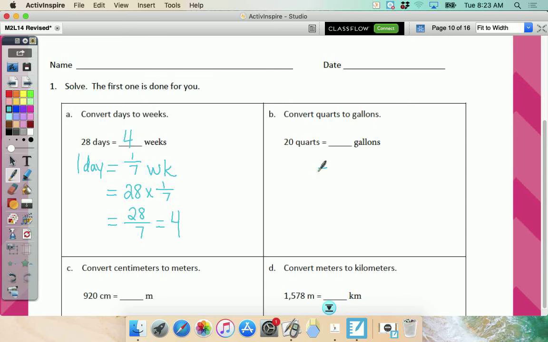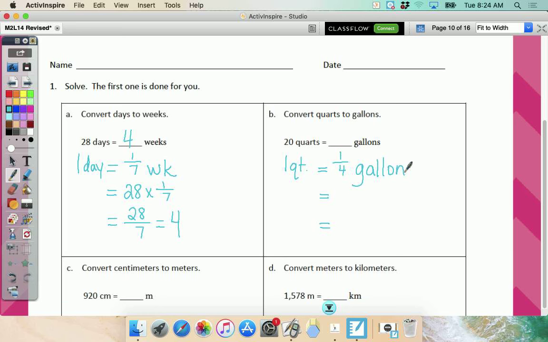Okay, let's talk our way through the next one. The first thing I have to check is which one's smaller, the first label or the second label? The first label, quarts is smaller than gallons, right? So I'm going to need a fraction. So what's my 1 unit? 1 quart. How many quarts are in a gallon? 4. But I need a fraction. So what's my fraction? 1/4.